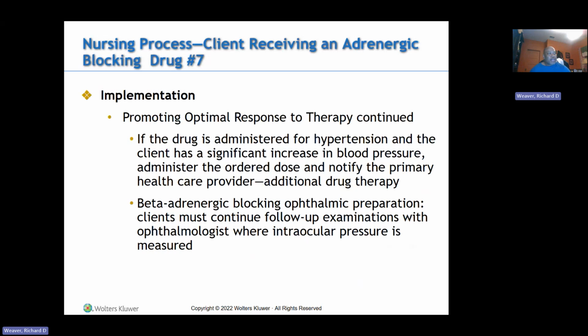Right. Now, if the drug is administered for hypertension, I just read that one. For some reason, that ended up on this one.